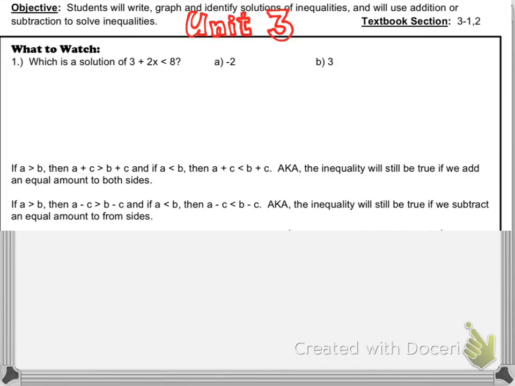Hey everybody, welcome to Inequalities, Unit 3. So, by way of introduction, let's look at what it means to be a solution or not. Basically, something's a solution to an inequality if it gives you a true statement.